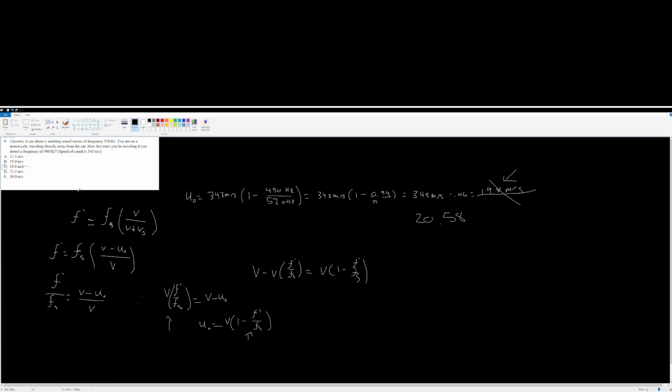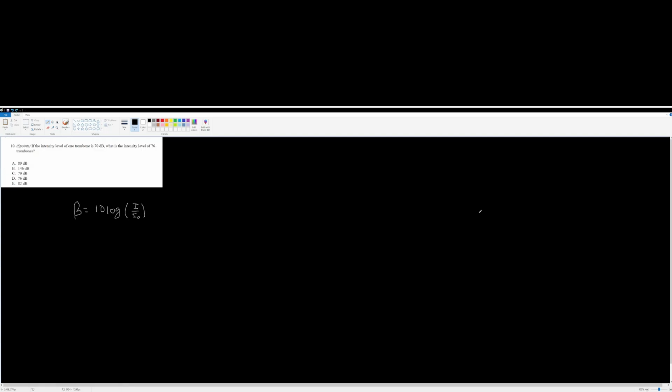And always trust your math. But when you actually plug in what this decimal right here actually is to this formula, you should get something closer to 19.8. So yeah, that's number 9. We'll move on to number 10. All right, so we have number 10 here. And we have the intensity level of one trombone is 70 decibels, and we want to know what the intensity level of 76 trombones is.